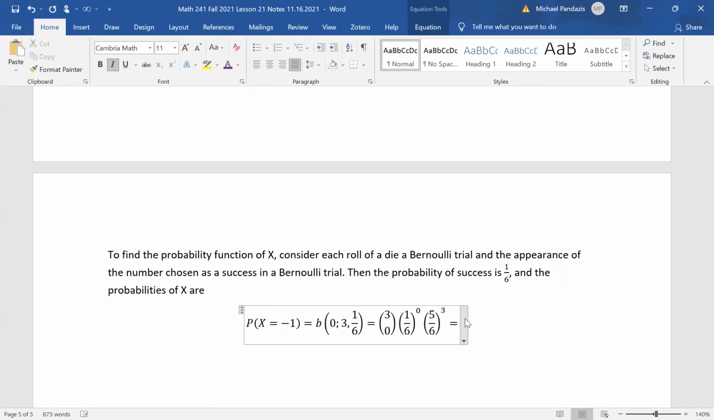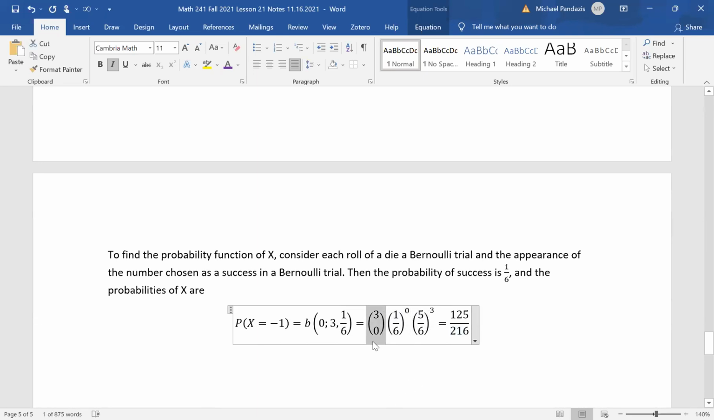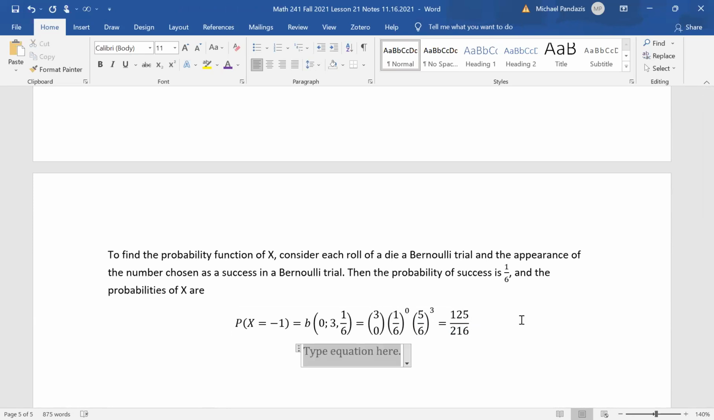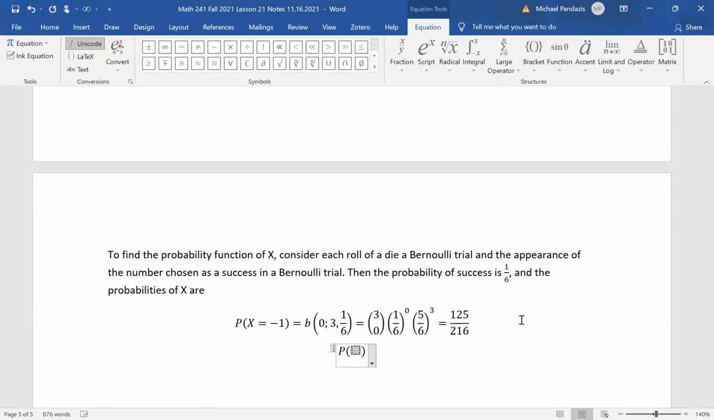And so this is equal to 125 divided by 216. Right? It's just 5/6 cubed, because 1/6 to the 0 power is 1. 3 choose 0 is 1. So 1 times 5/6 cubed is 5 cubed divided by 6 cubed. That's 125 over 216. So the probability the net gain is -1 is 125 over 216.